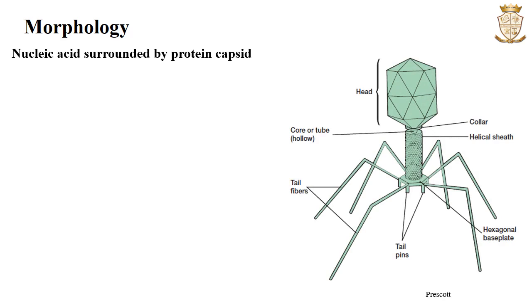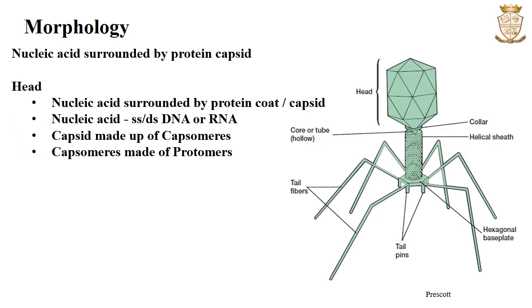Coming to the morphology of a bacteriophage. A bacteriophage consists of a nucleic acid surrounded by a protein capsid. This image shows a typical bacteriophage, that is a coliphage that infects the bacterium E. coli. A typical bacteriophage has a head and a tail. The head consists of a tightly packed core of nucleic acid, either DNA or RNA, which is surrounded by a protein coat or capsid.